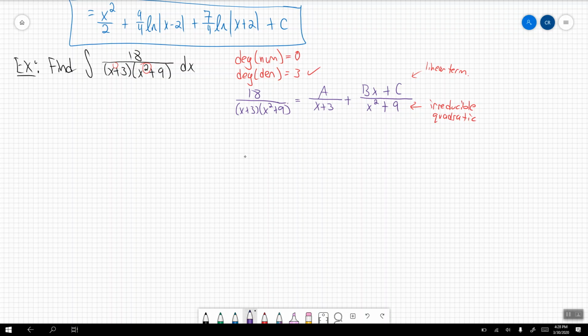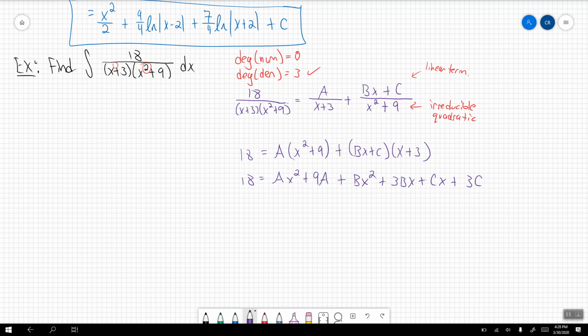So let's multiply by the LCD on both sides. Multiplying by the LCD will then get us a times x squared plus 9, plus bx plus c times x plus 3. There we are. Let's distribute everything and then go through the process. 18 is equal to ax squared plus 9a plus bx squared plus 3bx plus cx plus 3c.